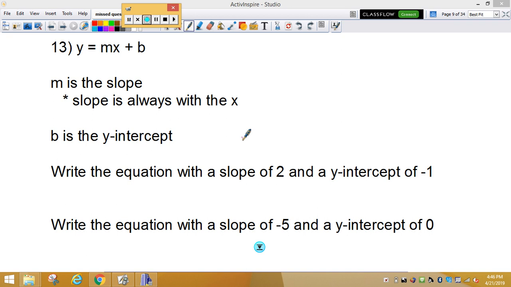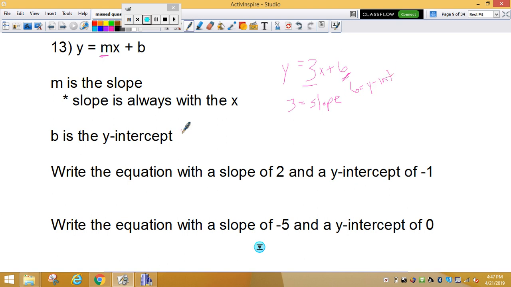So, y equals mx plus b. M is the slope. Whatever slope is always with the x. So write this down: if I gave you 3x plus 6, that means 3 is the slope. I want this written in your notes. 3 is the slope. B is the y-intercept. So right here at the end, 6 is going to be your y-intercept.